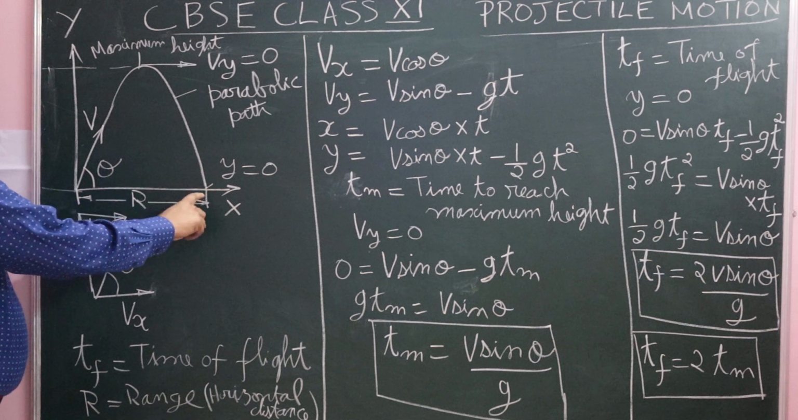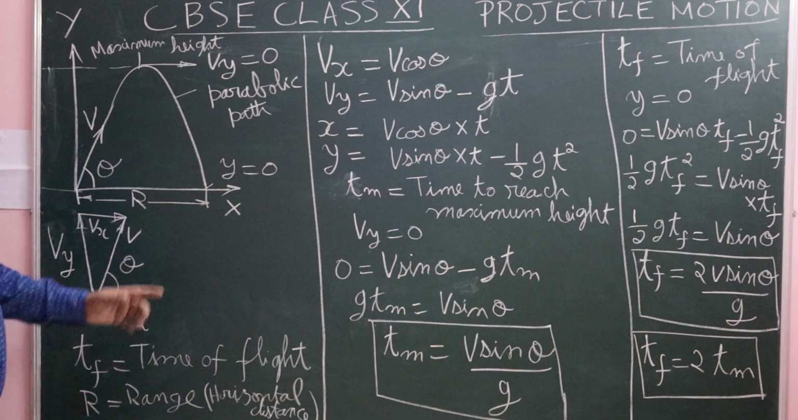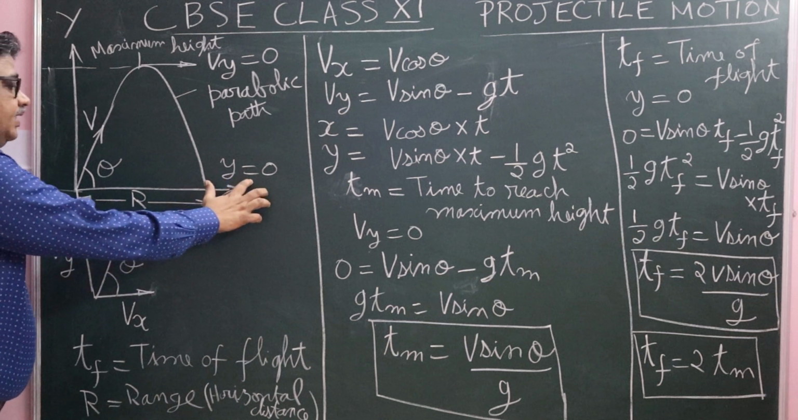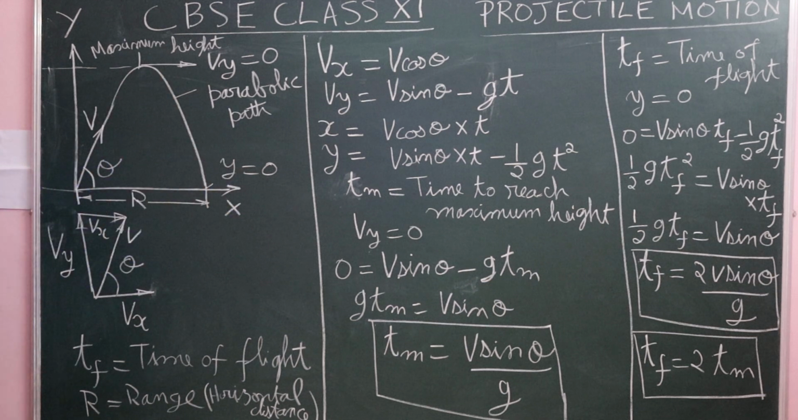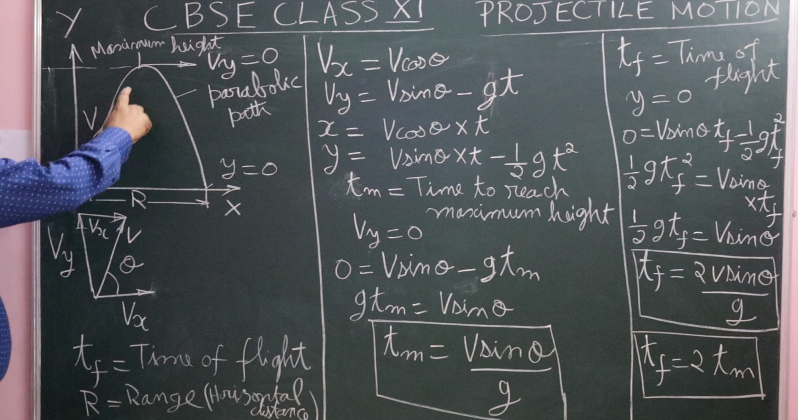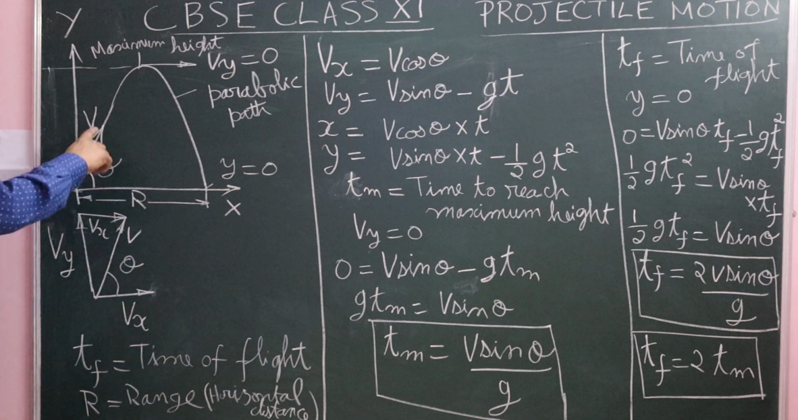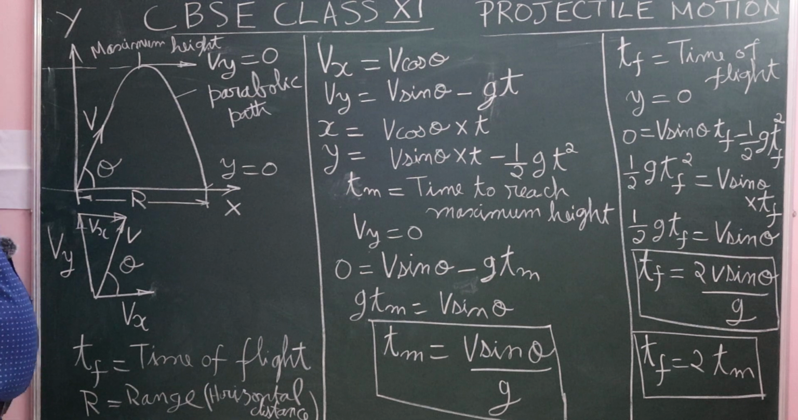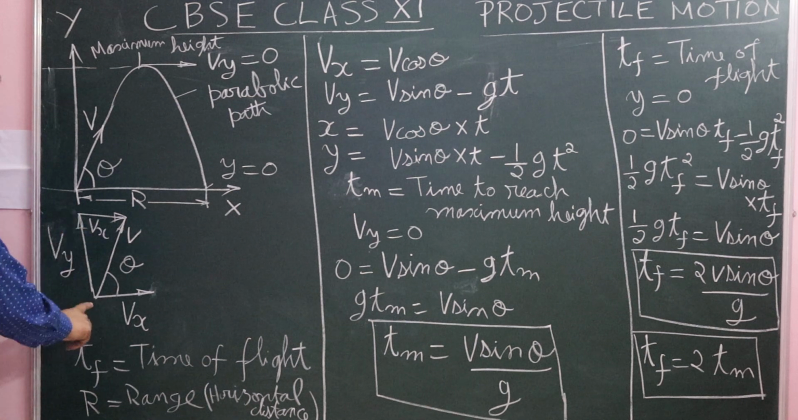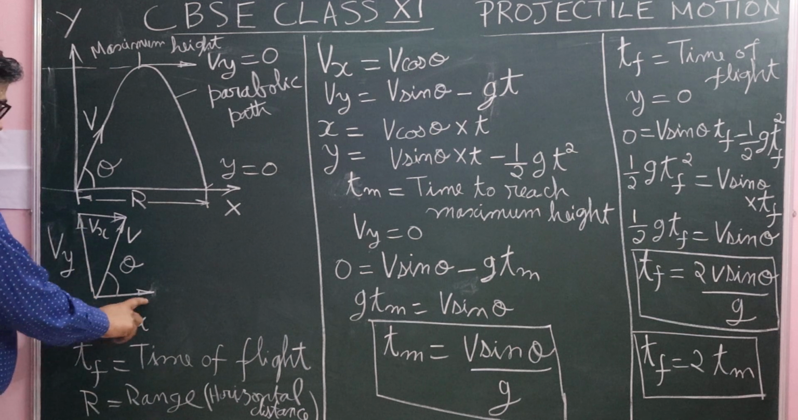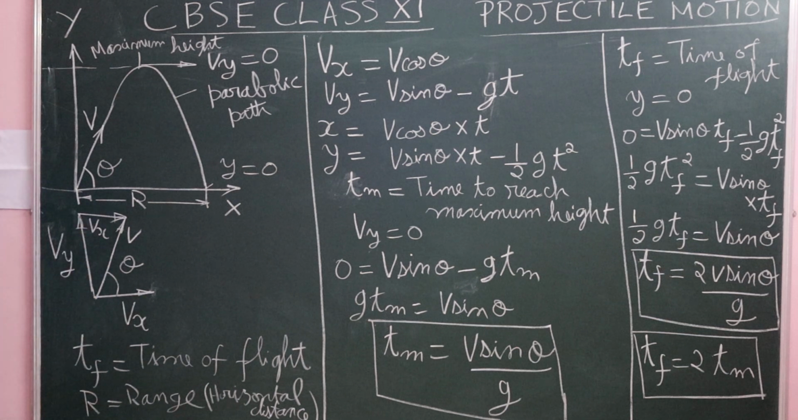When it reaches the earth, that is when it reaches the ground, the vertical distance becomes 0. The object traces a parabolic path. It reaches the maximum height and then it comes down. R is the horizontal distance travelled by the object when it reaches the ground. Now the object will have two components of velocity, Vy vertical component of velocity, Vx horizontal component of velocity.